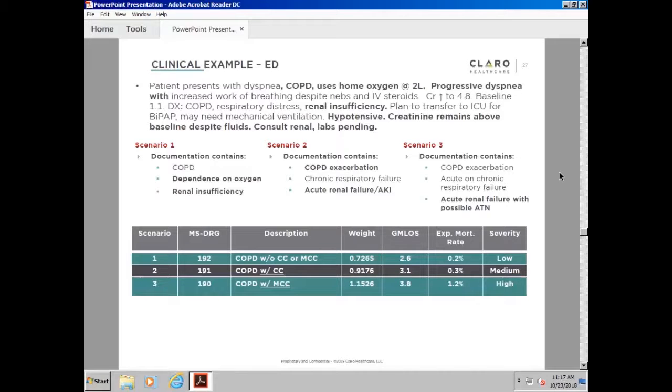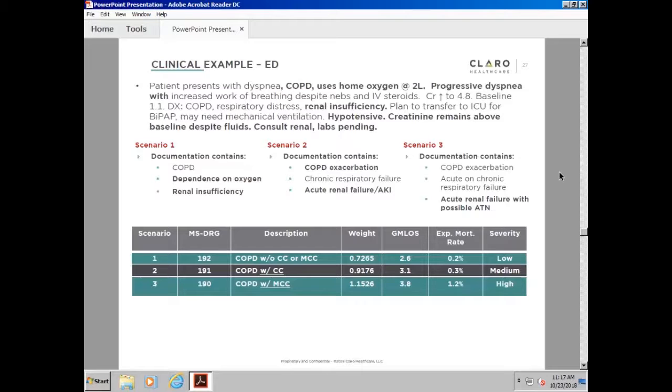COPD is a diagnosis, respiratory distress, renal insufficiency, plan to transfer to ICU for BiPAP, may need mechanical vent, hypotension, creatinine remains above baseline despite fluids, consult renal, labs pending. So based on this documentation, we leave this patient with COPD. In that first scenario, this is what the coders would be able to capture from that documentation: that the patient had COPD, so they have a history. We don't know if it's an exacerbation, because they didn't state it that way. They're dependent on oxygen, and they're renally insufficient.